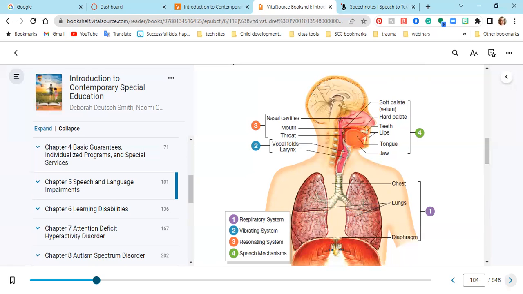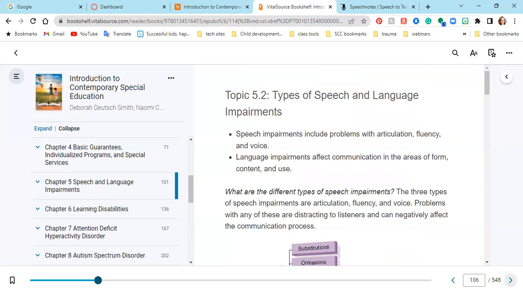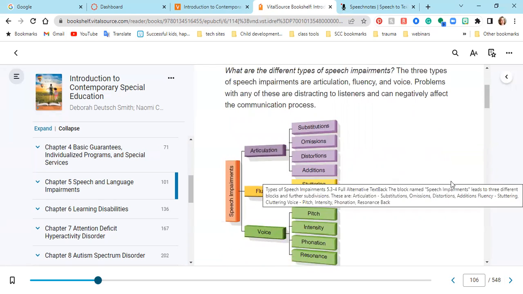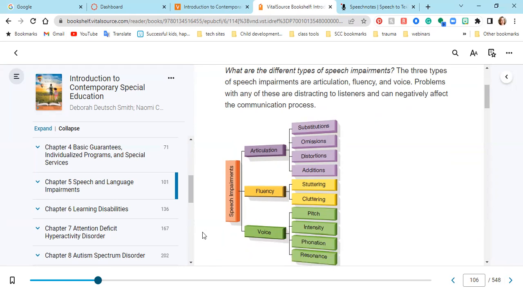So just know that you're going to have parts of the body that could need adjusting, or it could be a neurological thing too. Speech is how we produce speech. Language is our rules of language. So these are the different types of impairments. Now, I did put in the module all these different videos in there. Not 100% of them, but most of them. So let me go through if I can.